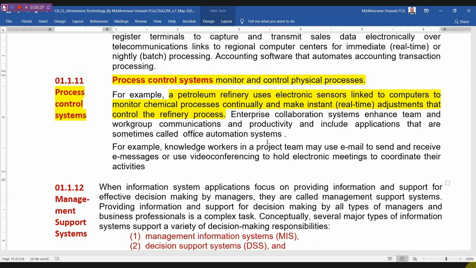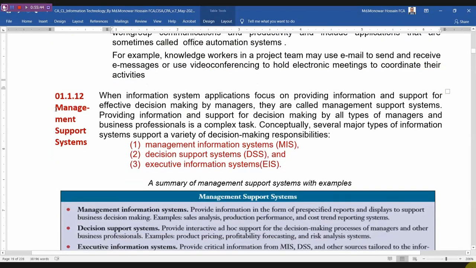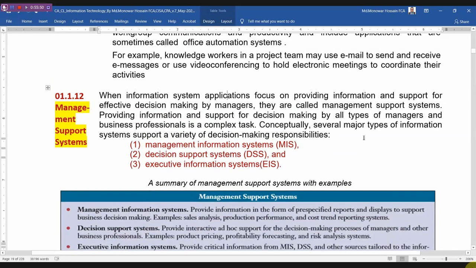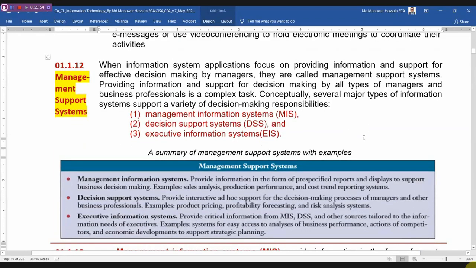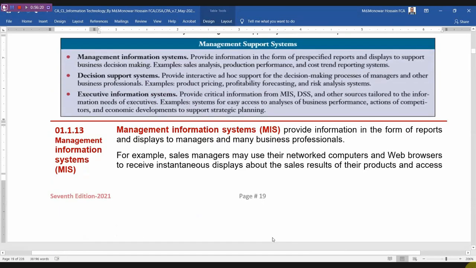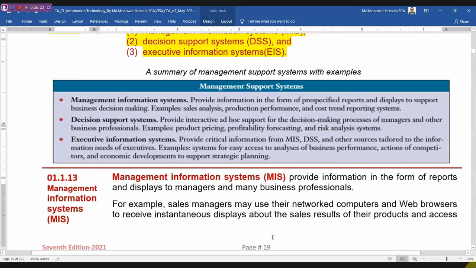And process control system basically is the physical process monitoring and control. And management support system, what is management support system? Management support system means supporting the management through the system, giving the information. And this management support system is for decision making. And that management support system also has 3 types. Look here. Management information system, MIS, decision support system, DSS, and executive information system. So here, what this is saying, this is taken from your reference book also.